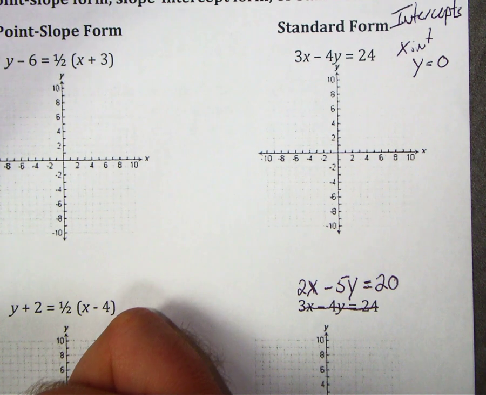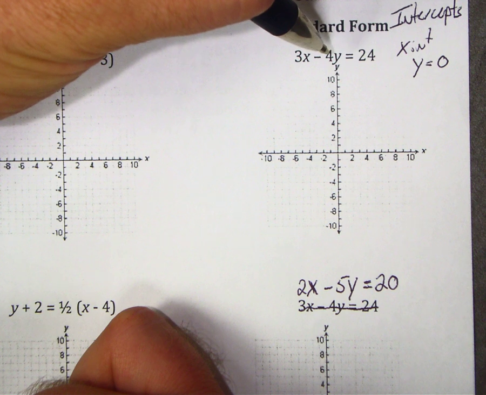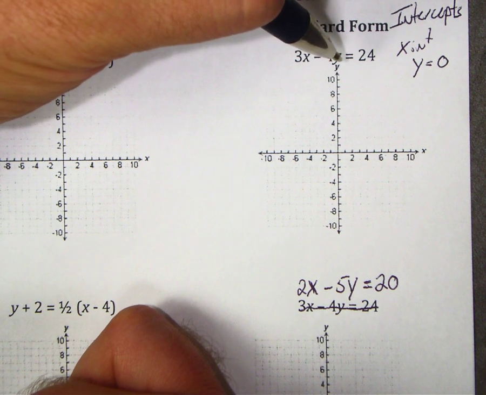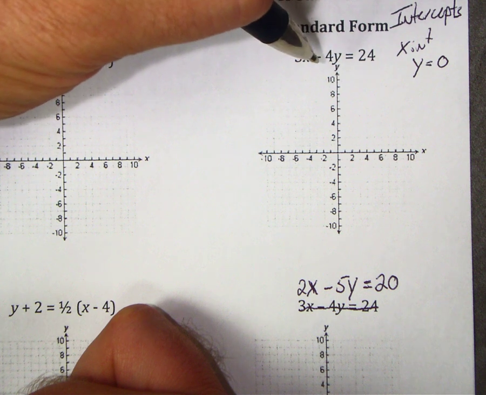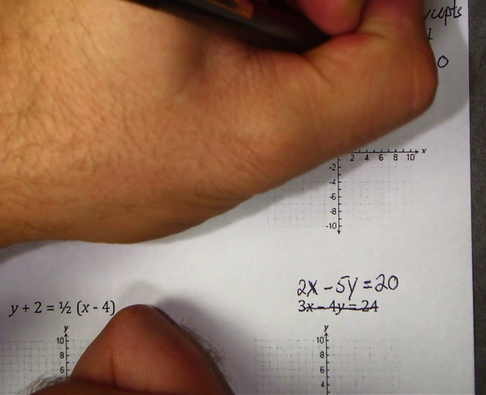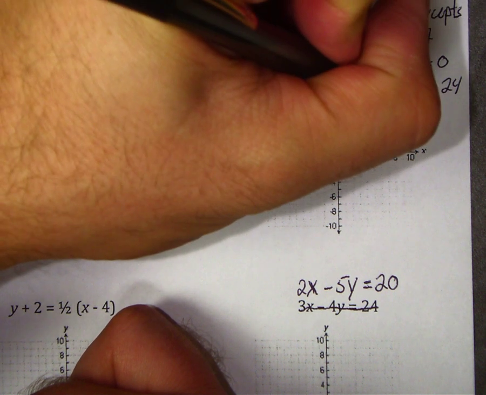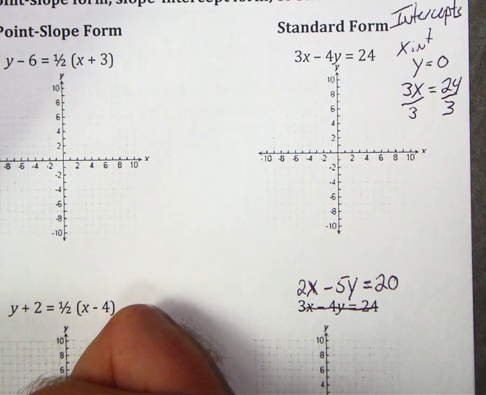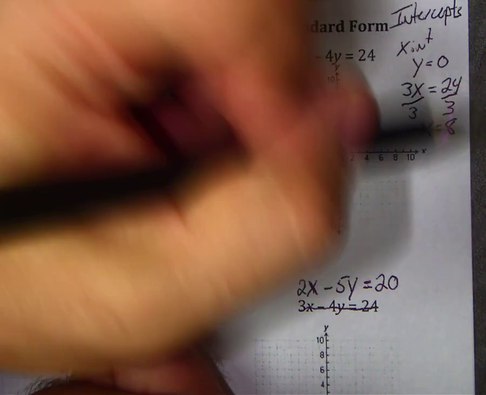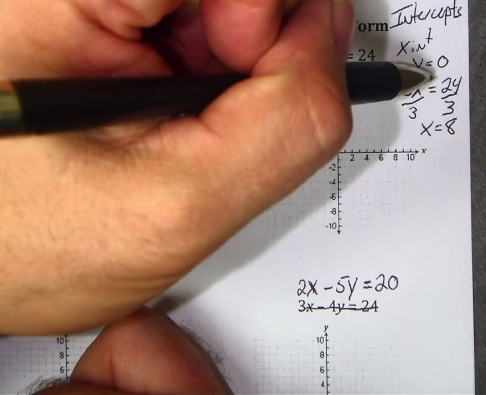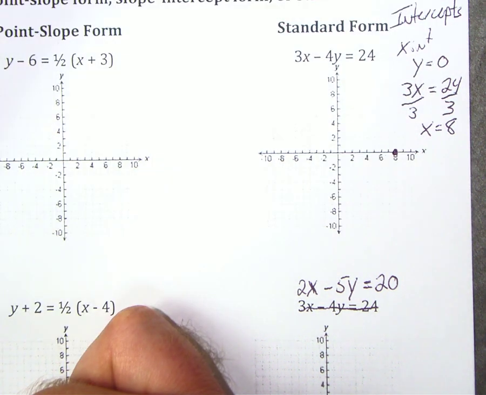So then what we want to do is plug a 0 in right here for y. And 4 times 0 is 0, so this term right here would just go away, because anything minus 0 is that anything. So we can just write over here 3x equals 24. Then we divide both sides by 3 to get the x by itself, and we get x equals 8. So now we have the coordinate 8 for x and 0 for y. So let's plot that one, 8, 0.